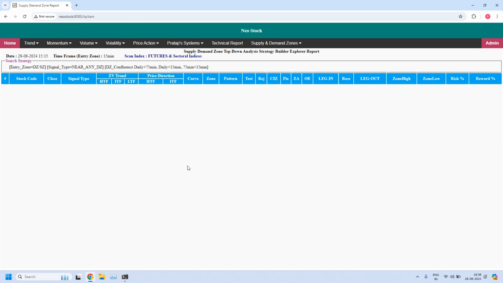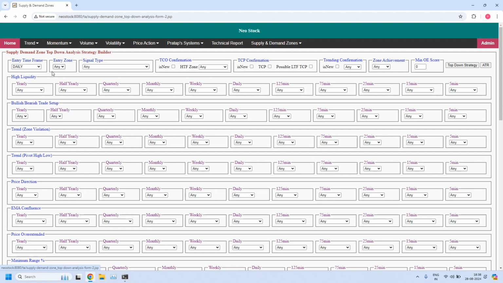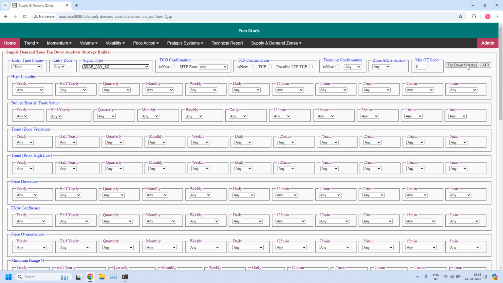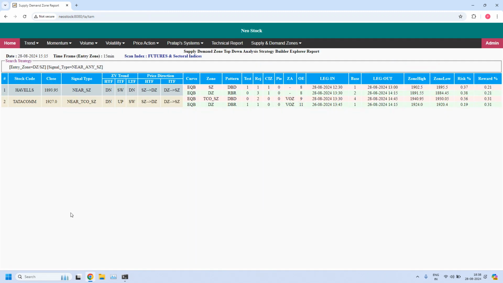Only 2 stocks are having LTF and ITF confluence. Okay, next supply zones for 15 minutes time frame. Let us find the stocks near 15 minute supply zone. Only 2 stocks are filtered near the 15 minute supply zone. And these 2 supply zones also do not have good RR.